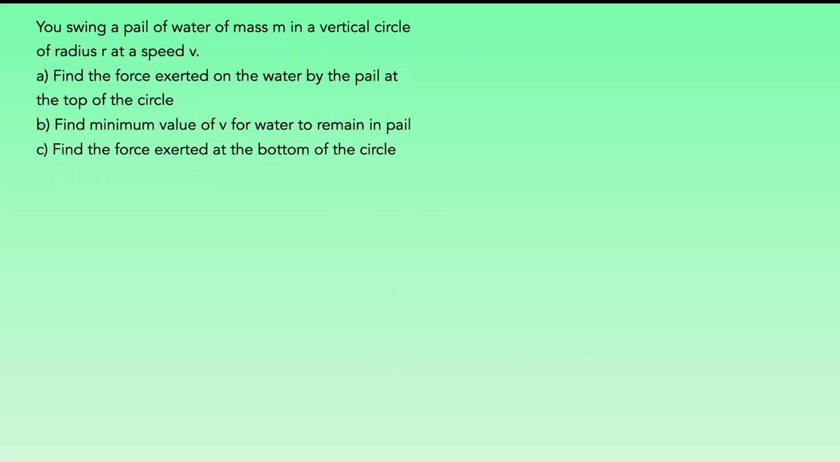This is an interesting one because we start getting to vertical circles. In that last one, the only force was whatever the force is towards the center. Here we swing a pail of water of mass m in a vertical circle, radius r, speed v. Find the force exerted on the water by the pail at the top. Find the minimum value of v for water to remain in pail. And find the force exerted at the bottom of the circle.